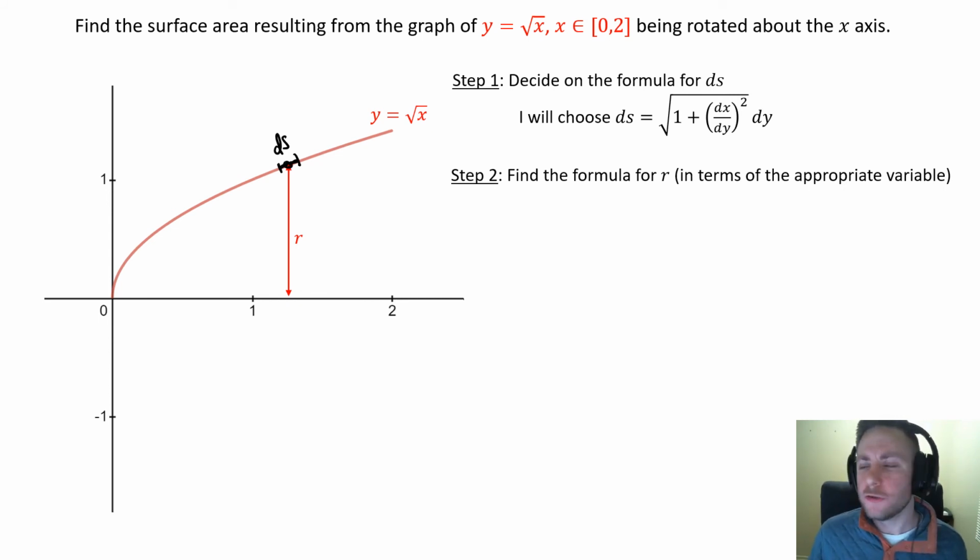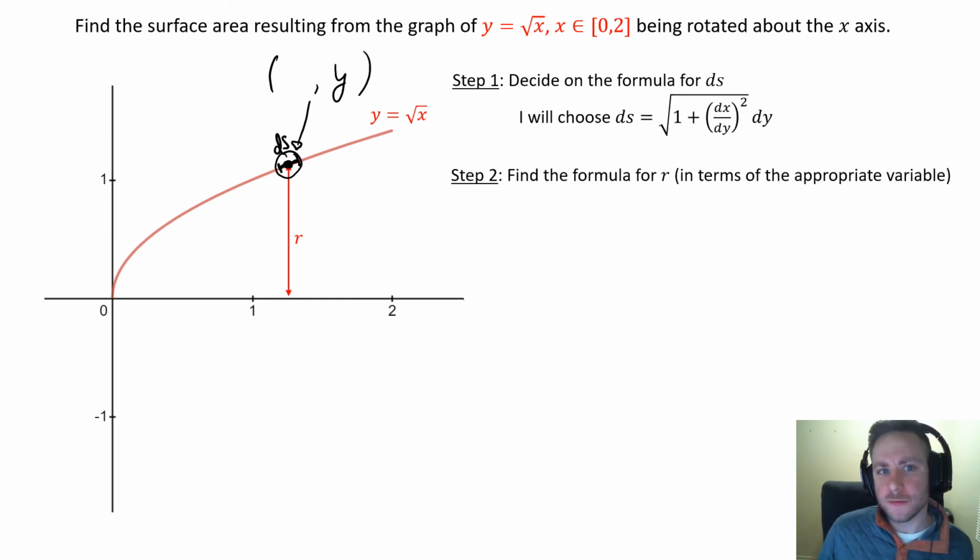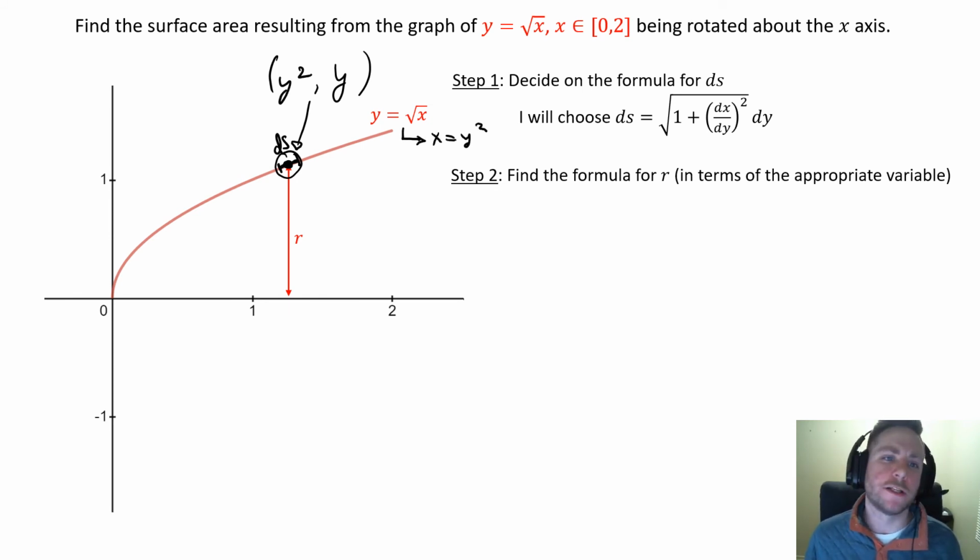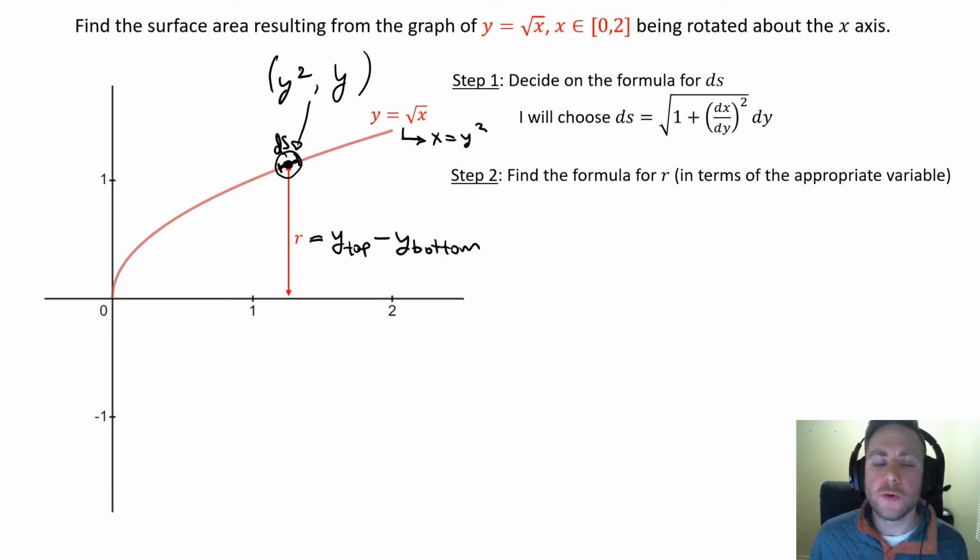So when we go to look at this point on our curve, we're going to say that y in terms of y is just y, and for x in terms of y, we'll rearrange the formula for our function to see that x is y squared. As a vertical distance, our radius will still be computed by subtracting y coordinates. And we just found that the y coordinate at the top is just y, and at the bottom, we know the y coordinate is going to be 0. So with a bit of simplification, we have our formula for r: y minus 0 is just y.